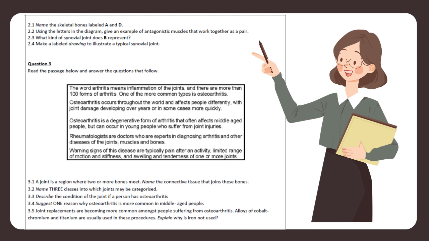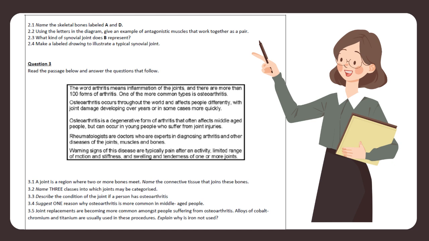2.1 Name the skeletal bones labeled A and D. 2.2 Using the letters in the diagram, give an example of antagonistic muscles that work together as a pair. 2.3 What kind of synovial joint does B represent? 2.4 Make a labeled drawing to illustrate a typical synovial joint.